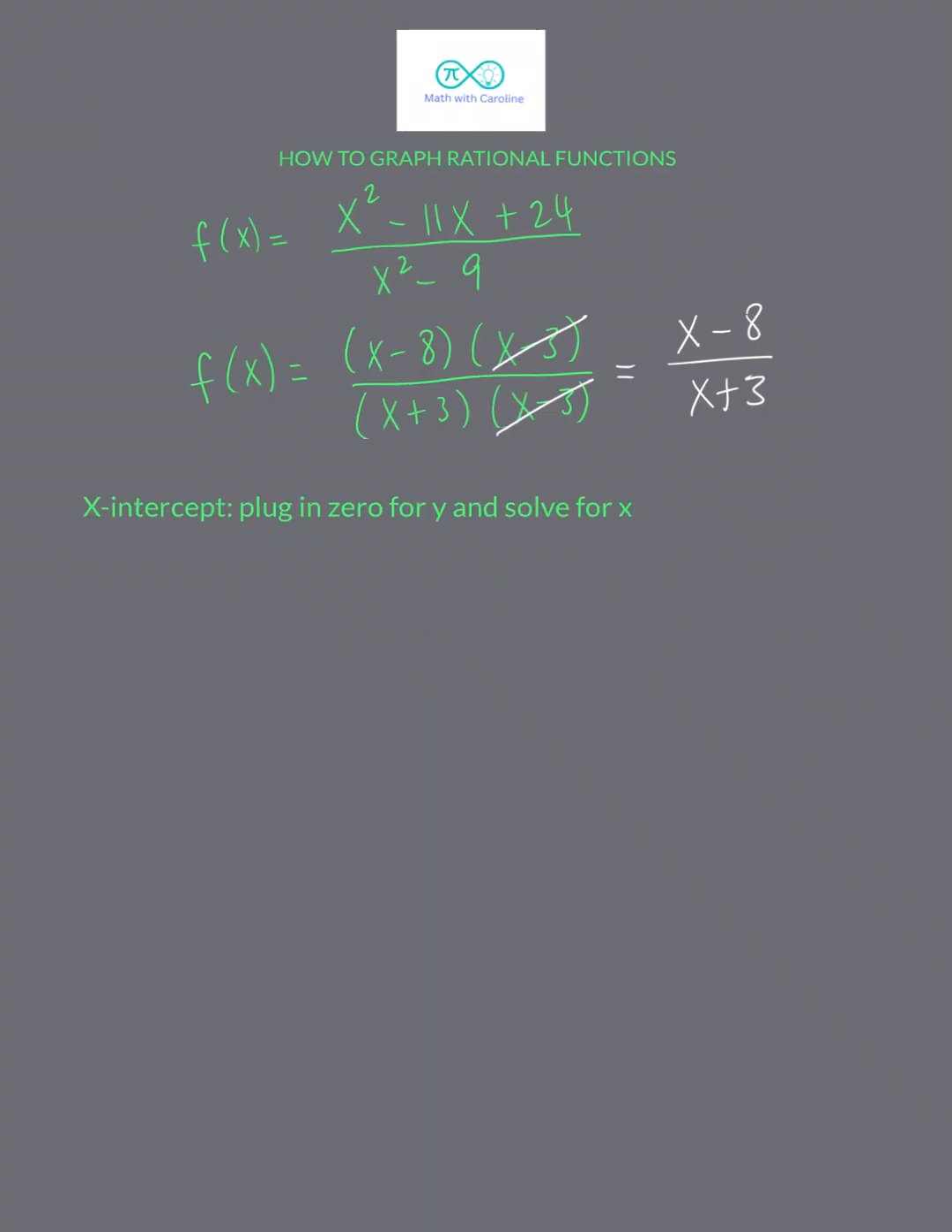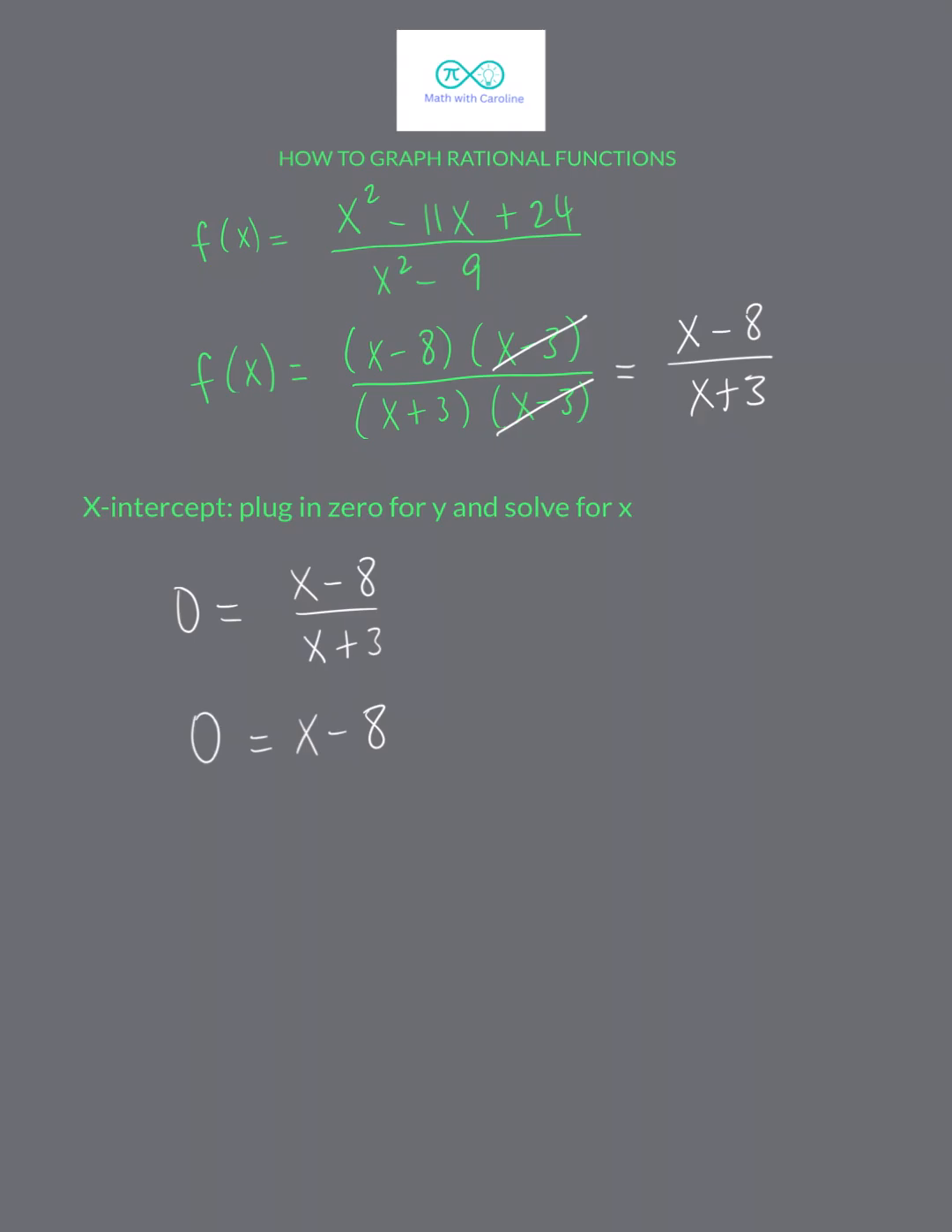Next, let's solve for the x-intercept. Remember, to solve for the x-intercept, you plug in 0 for y and solve for x. And so we're going to set y equal to 0 and solve for x. Now the only thing that's going to make this 0 is if the numerator equals 0. We could multiply both sides by x plus 3 and just divide it out. But the shortcut here would be to just set your numerator equal to 0 in the first place, because the denominator doesn't matter. It's 0 divided by anything except 0 is 0. So we just need to solve for where the numerator equals 0.